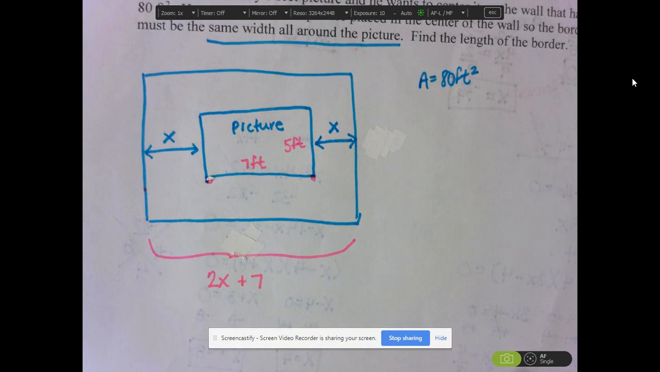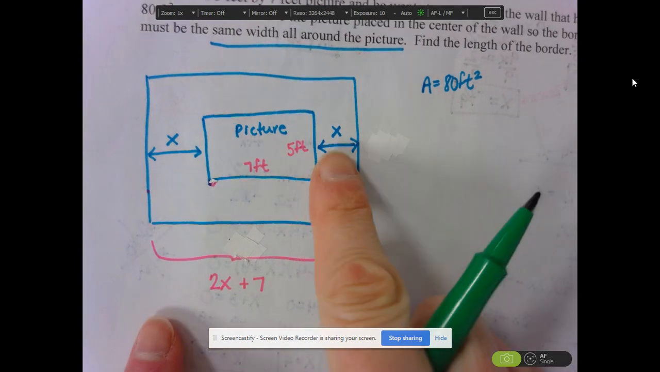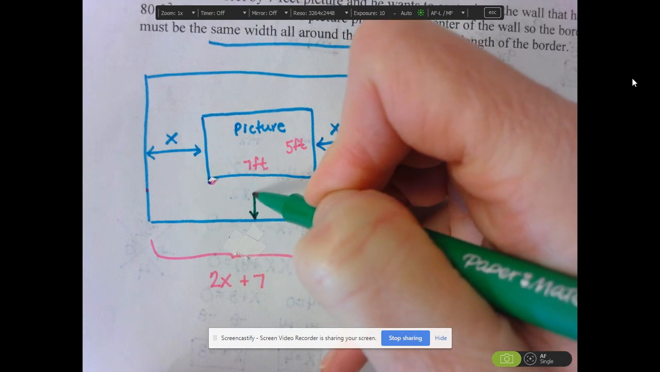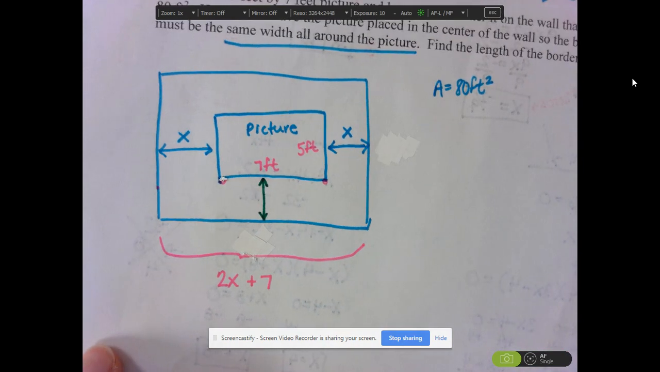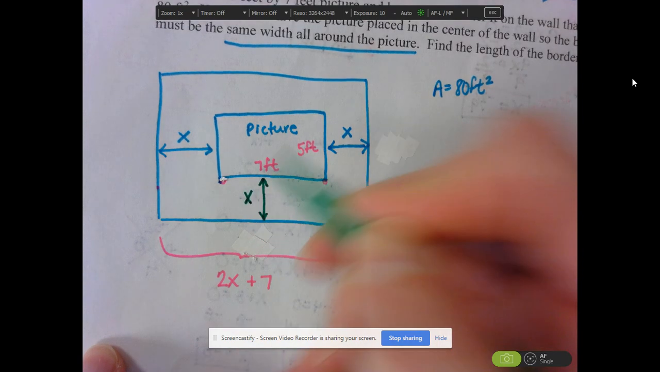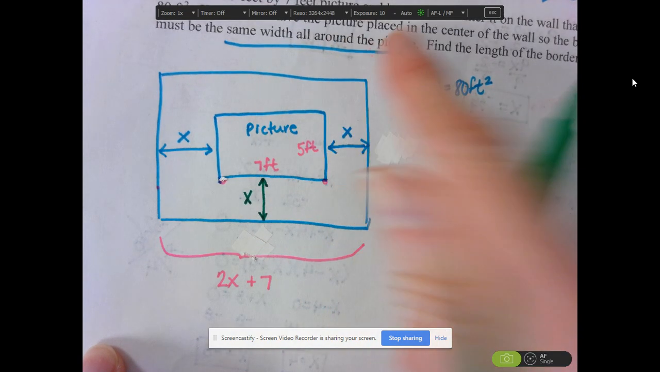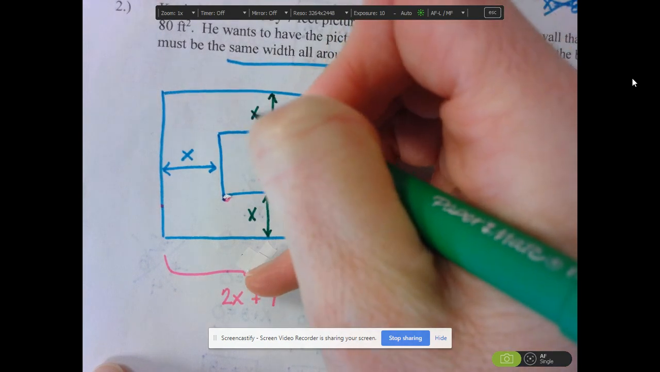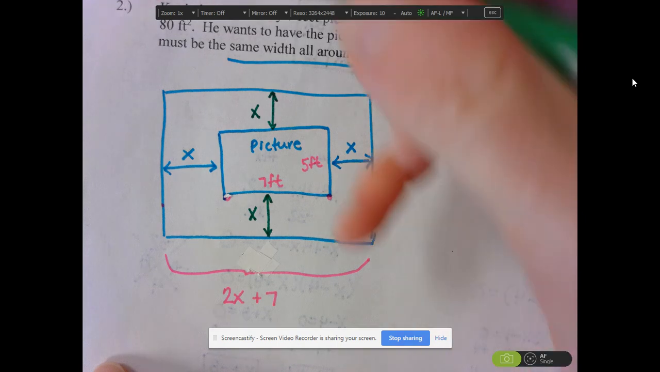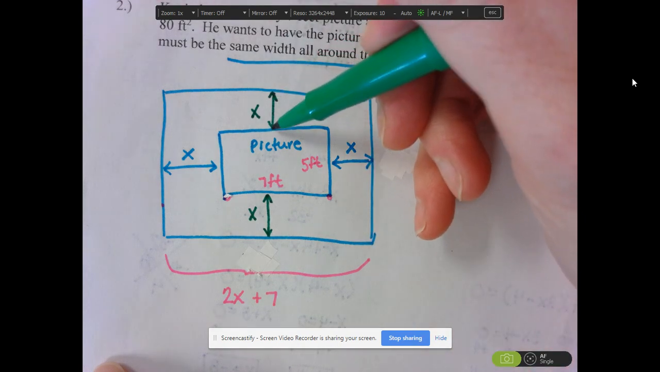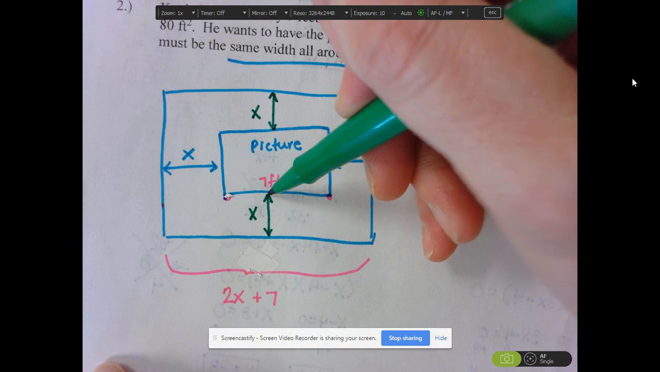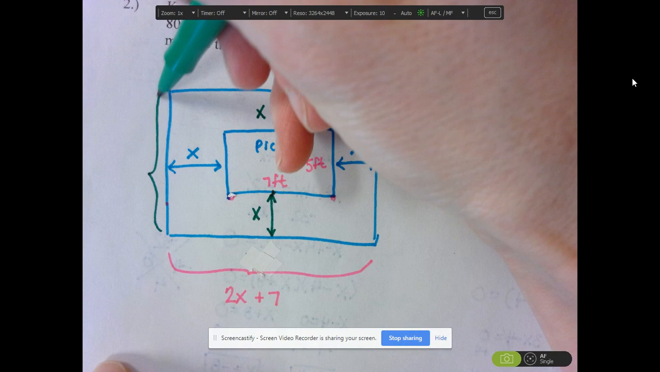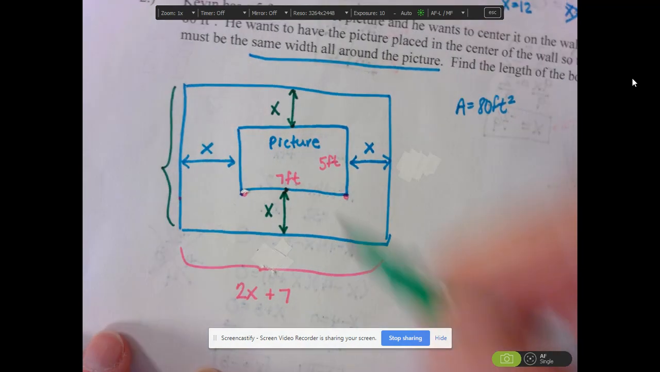Now on that same idea, not only do we have x feet added on this side and x feet on this side, how wide is it from here to here? It's x, because we have the same width all the way around. And then from here to here is also x. From here to here is 5 feet. From here to here is x. How much is it from top to bottom? 2x plus 5.